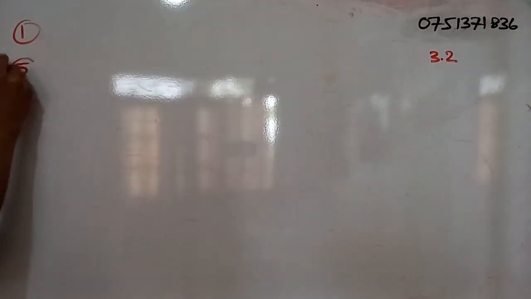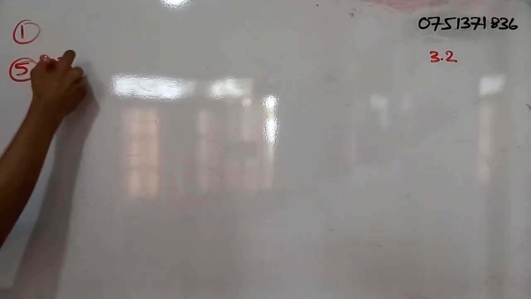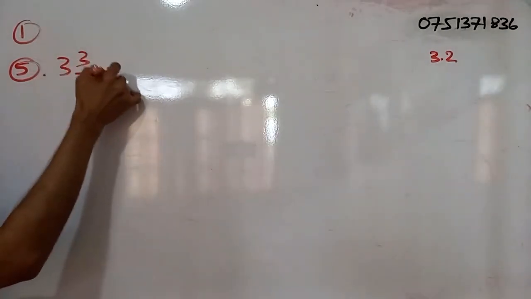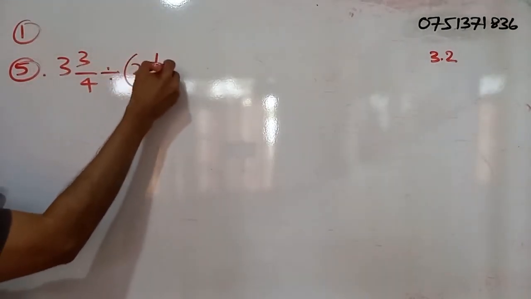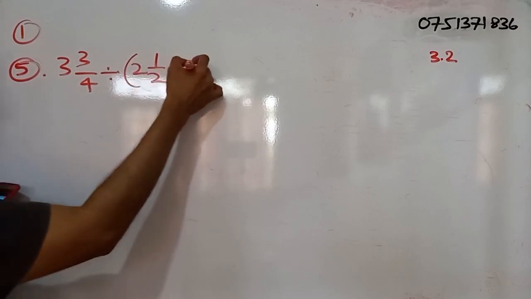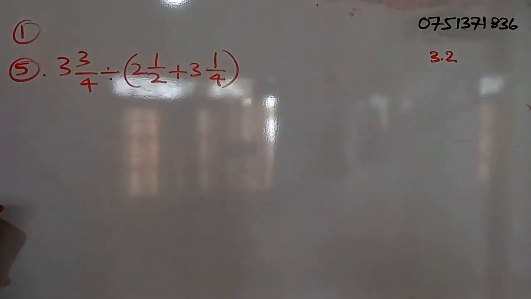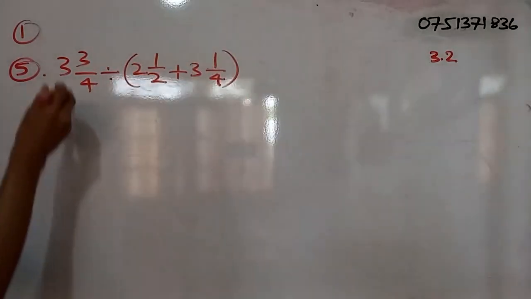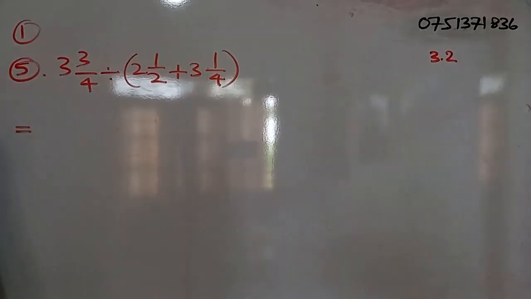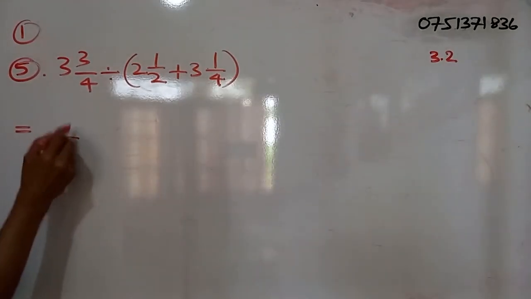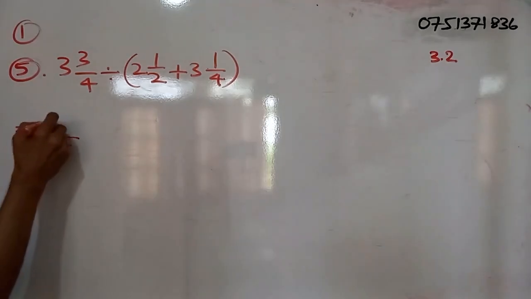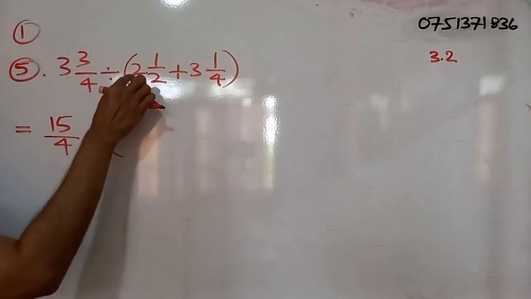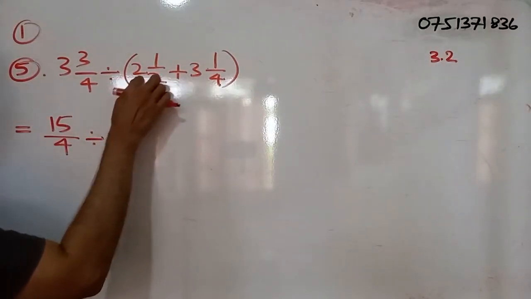Right, part 5. So we have 3 and 3 by 4, okay, divide by 2.5 plus 3 and a quarter. Right. So we have to do whatever is inside the brackets first, right? And also we can convert this into what? An improper fraction. So the denominator will be 4. 4 times 3, that is 12. Add another 3, it becomes 15. Divide by. So here I can separately add these two what?